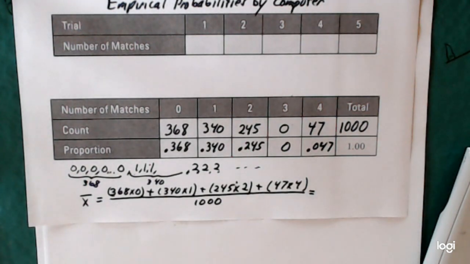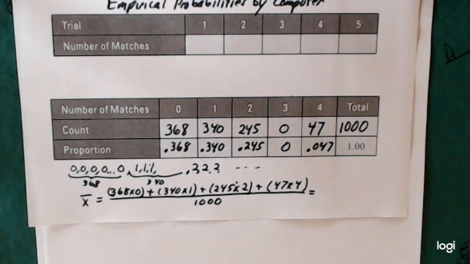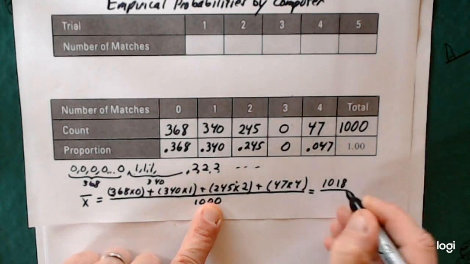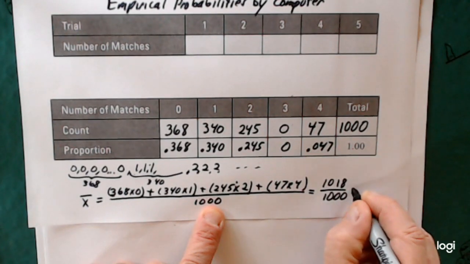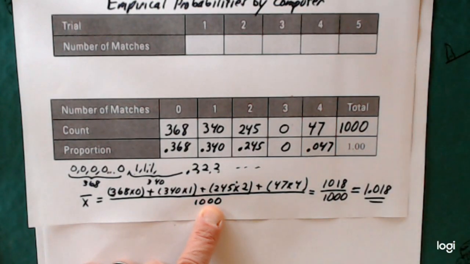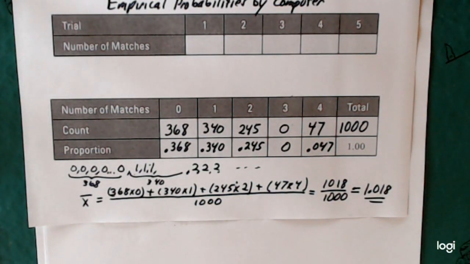Okay, that one I can't do in my head very quickly, so I'm just going to do this on my calculator. Okay, so I get 1,018 over 1,000, which is 1.018. So on average, I can expect right around one match per trial.